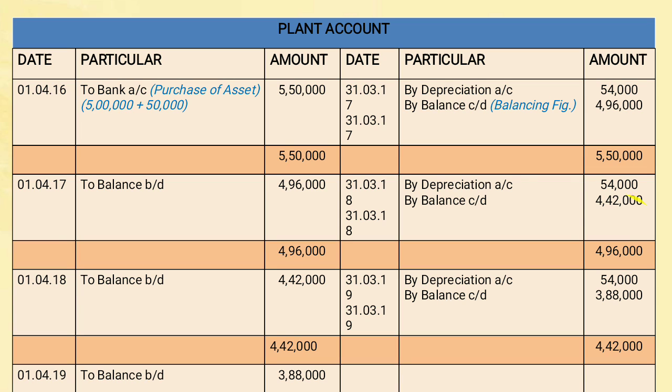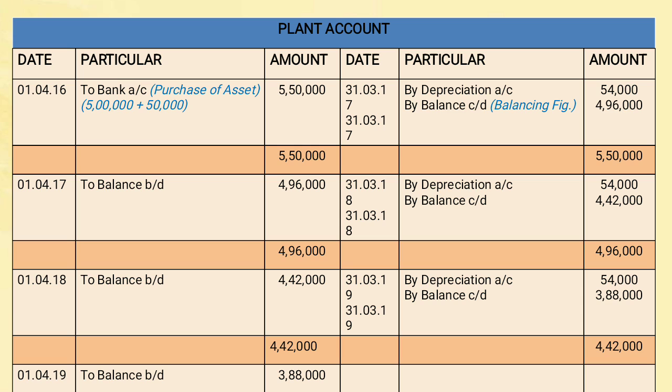So for this purpose, there will be a balancing figure worth rupees 4,42,000, and this balancing figure we have to note down here in the next year. On the 1st April 2018, we have an opening balance worth rupees 4,42,000. Again, you have to charge depreciation on the 31st March 2019 worth rupees 54,000. So again, you have to calculate your balancing figure. It will be 3,88,000, and that figure we have to transfer here to the next year, on the 1st April 2019. So now you can see how easy it is, how you can calculate your depreciation and prepare your plant account.